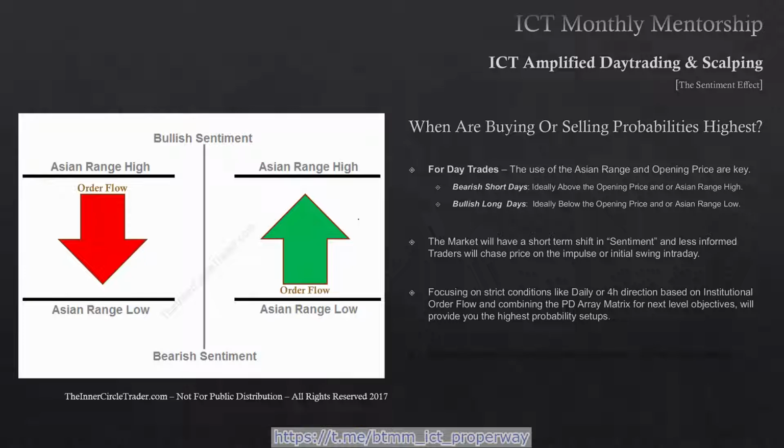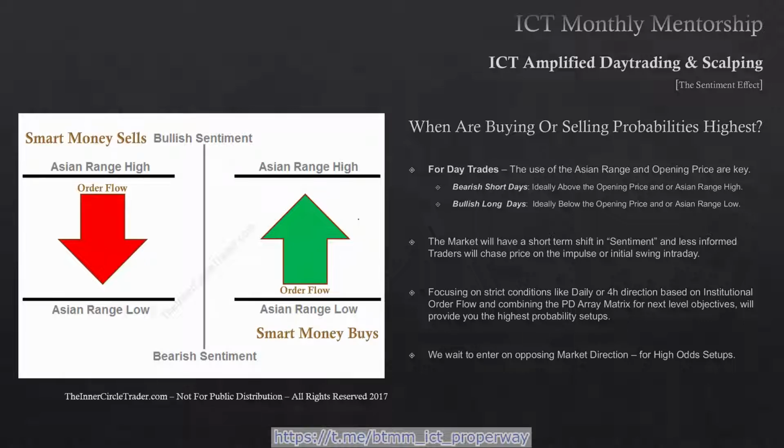Focusing on strict conditions like daily and/or 4-hour direction based on institutional order flow, and combining the PD array matrix for the next level objectives, this will provide you the highest probability setups. We wait for opposing market directions for high odds setups.